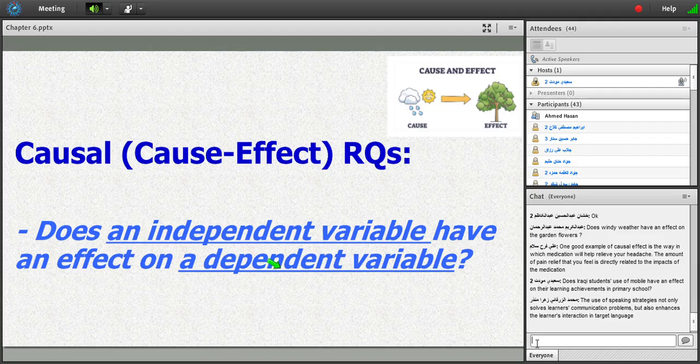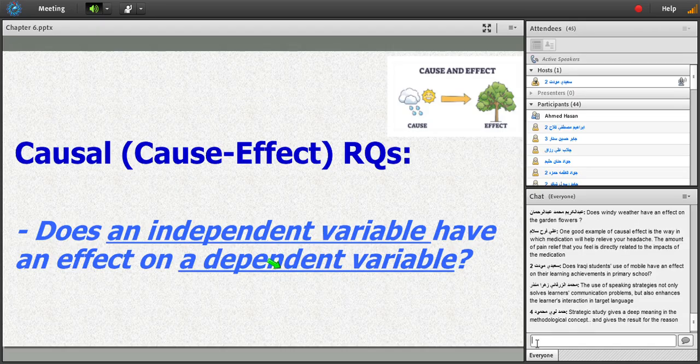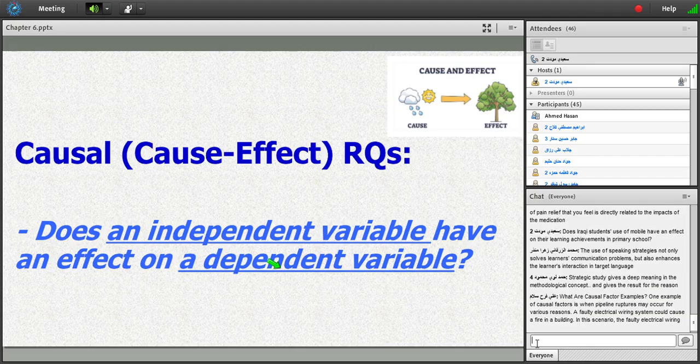Does the use of speaking strategies have an effect on the students' interaction in the target language? Yes, thank you. Strategic study gives a deep meaning in the methodology concept. So you need to make a causal research question based on that.